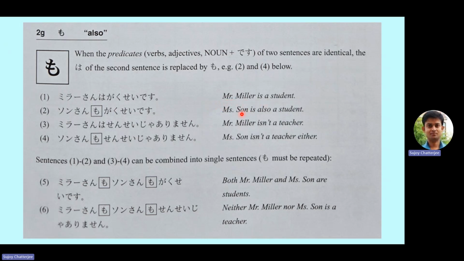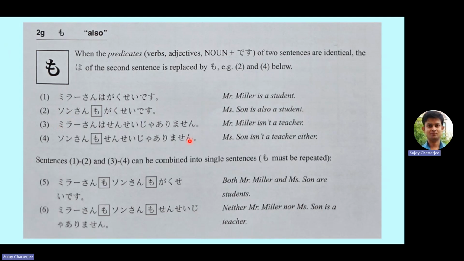Miller is a student and Son is also a student, so we have to use "also" here to make the language beautiful. So, Miss Son is also a student. In Japanese it will be Son-san mo gakusei desu. So we will not write Son-san wa gakusei desu. We will write Son-san mo gakusei desu.